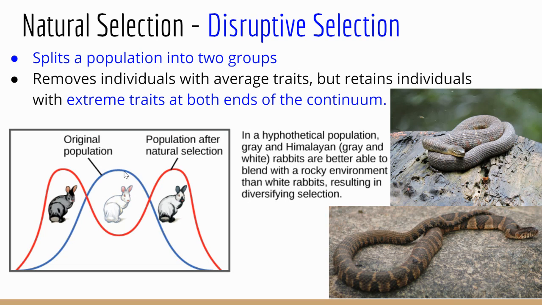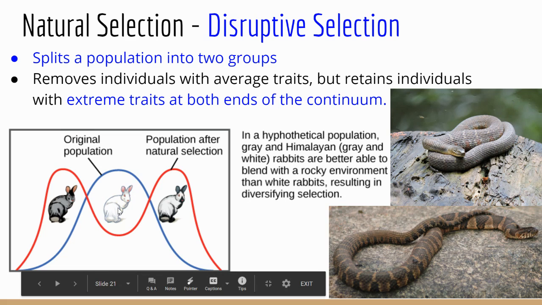So in this population, where there might have originally been mostly white rabbits, the ones who tended to be gray survive better, or the ones who tended to be gray and white survive better, but the plain white ones didn't survive as well. So the population split to where you have more gray ones and you have more white and black ones, but not so many plain white ones. And since that split in 2 directions, it kind of disrupted in the middle.